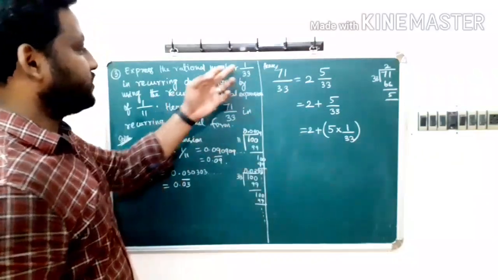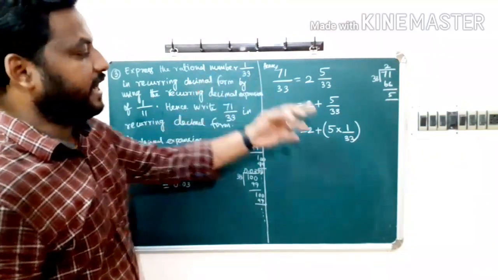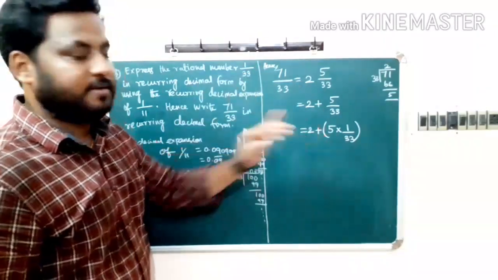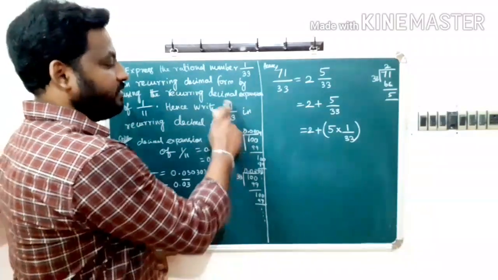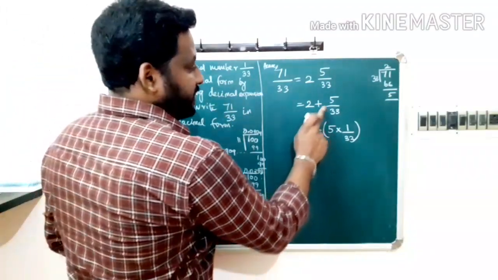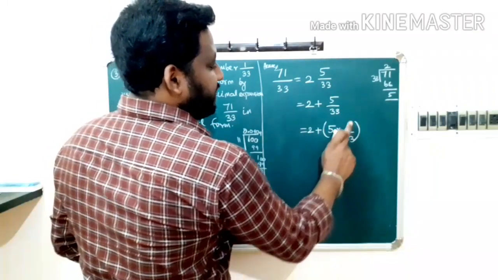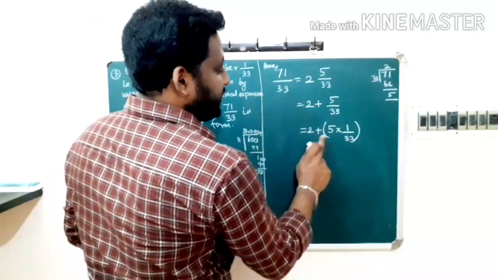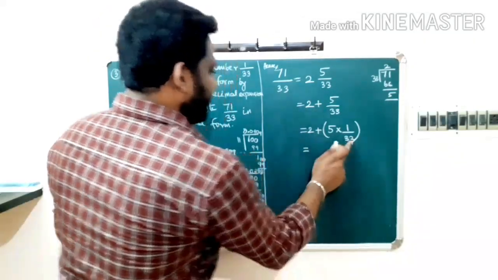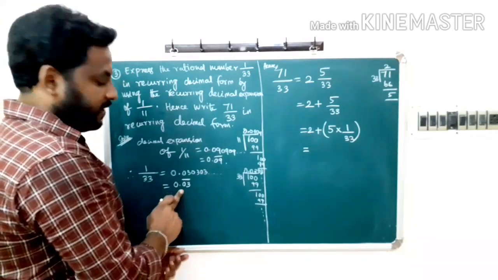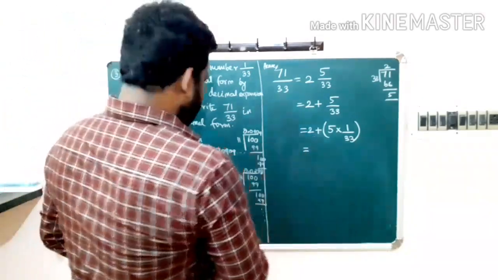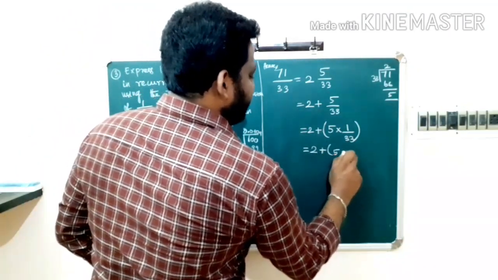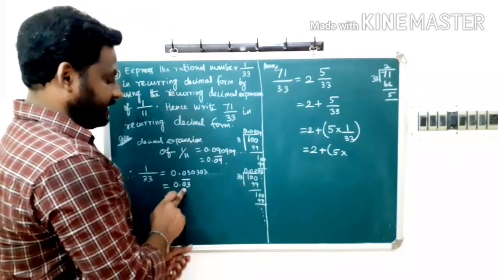Because the question is using this rational number only, we have to find the decimal expansion. So you have to use this rational number value only to find the expansion of 71 by 33. So 2 plus 5 by 33 is written as 2 plus 5 into 1 by 33. 5 into 1 is 5, so 5 by 33 will come. We know that the 1 by 33 value is equal to 0.03 bar.